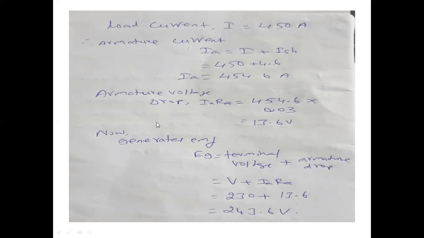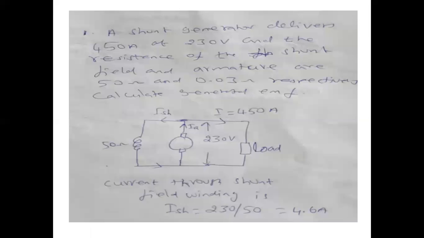So now you can say the generated EMF is equal to terminal voltage plus armature drop. Terminal voltage is given 230 volt and armature drop is 13.6 volt. So you get the total generated voltage 243.6 volt. This is the solution for this numerical.